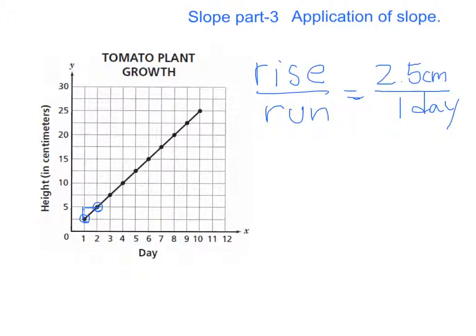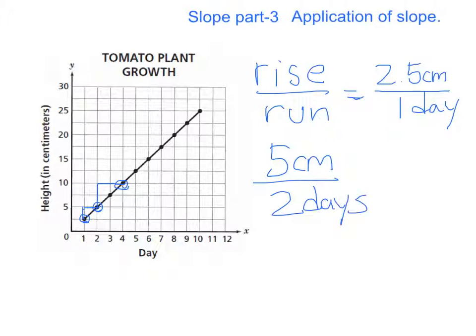And it works because if I went from day 2, which is the height of 5 centimeters, to day 4, up here, then the plant grew 5 centimeters, and it took 2 days to grow it. So 5 over 2 is the same as 2.5 over 1. Again, it's the same ratio. And so our rate of change, our growth, is 2.5 centimeters per day.